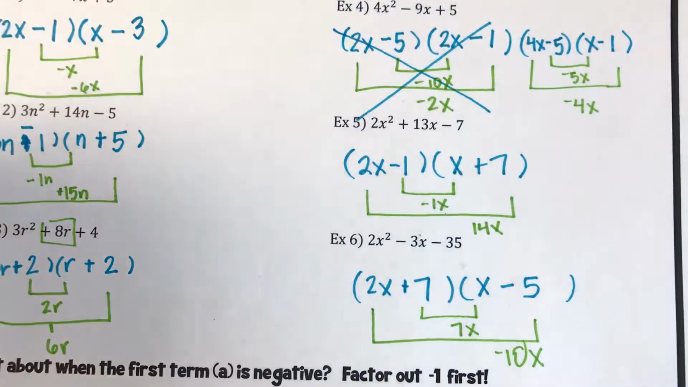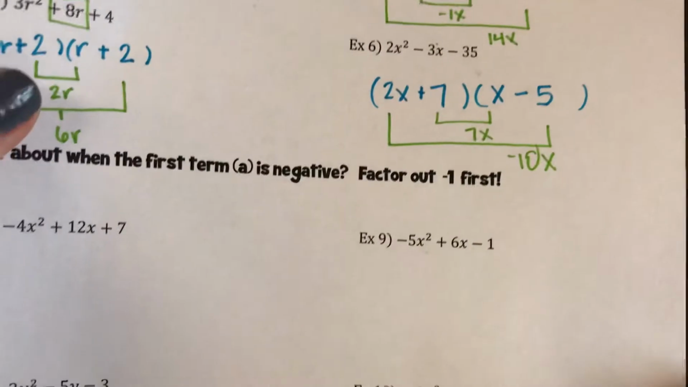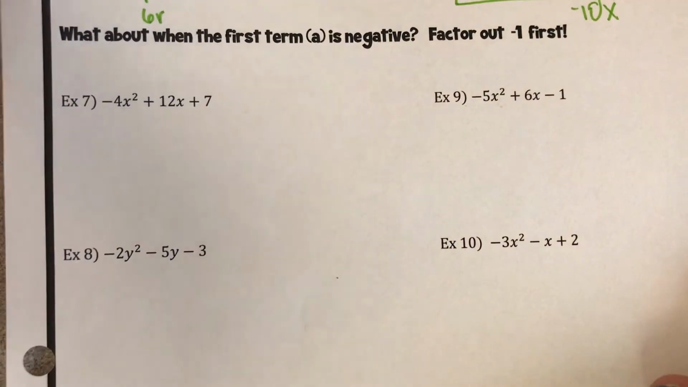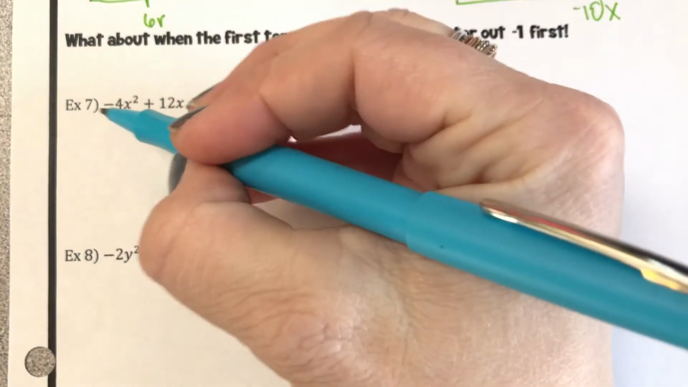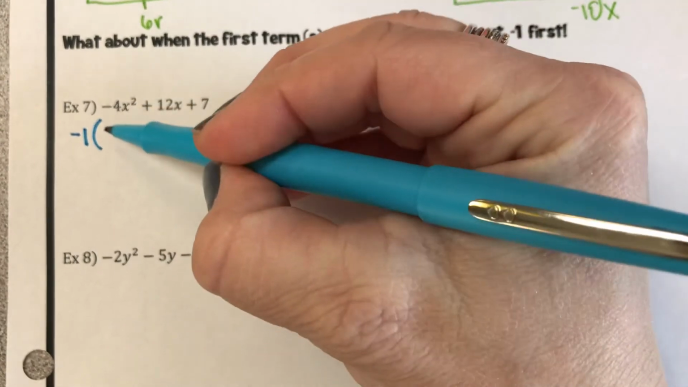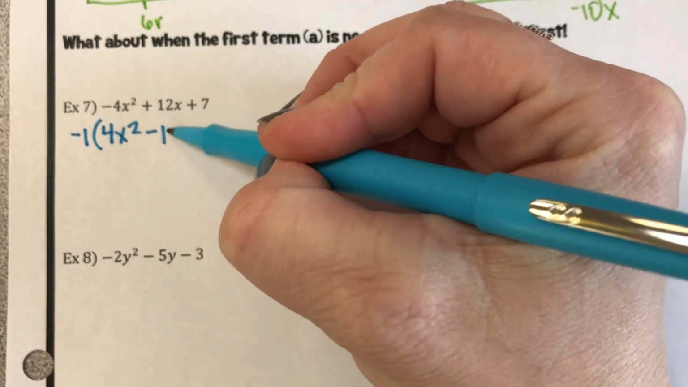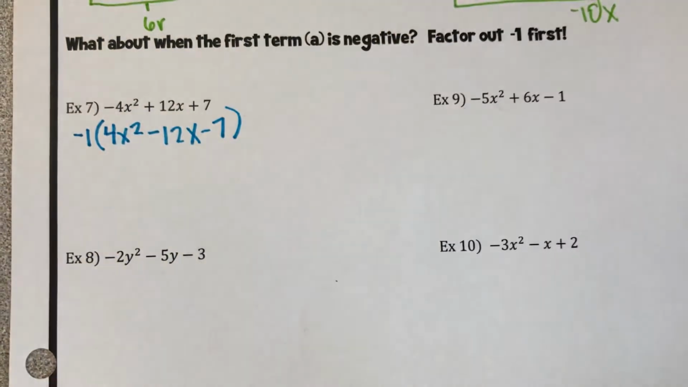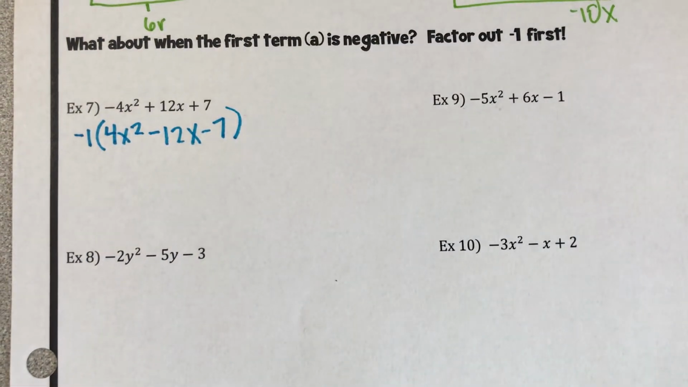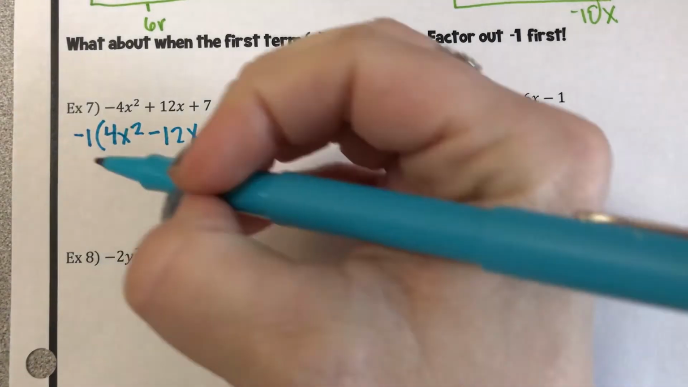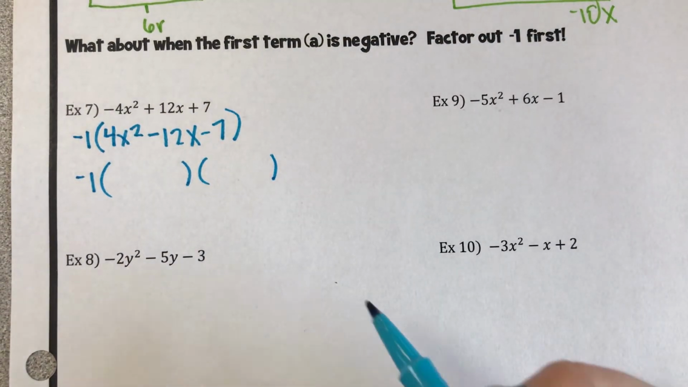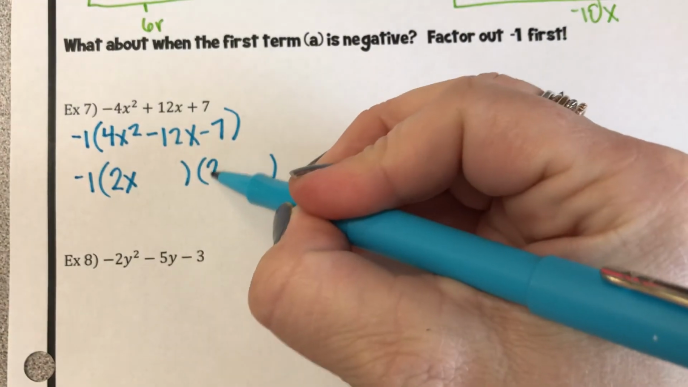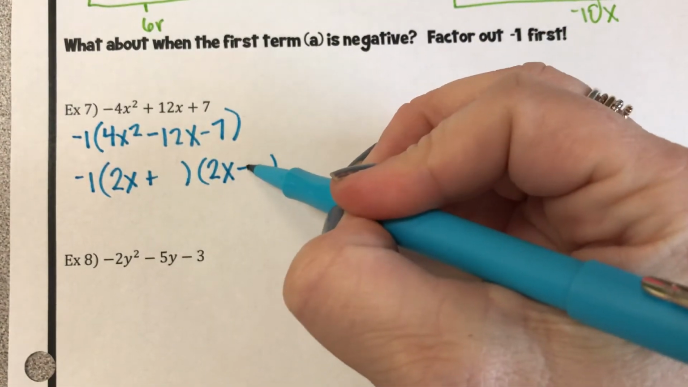Okay, so let's talk about what happens if our first term is a negative. If our first term is a negative, we're going to make it positive by just factoring out negative 1. So if I take a negative 1 out of everything, now I have 4x squared minus 12x minus 7. It essentially changed everything to the opposite sign, but now it's way easier to factor. So the negative 1 stays out front. I set up my 2 parentheses, and let's try 2x and 2x. This is a minus, so it's a plus and a minus.